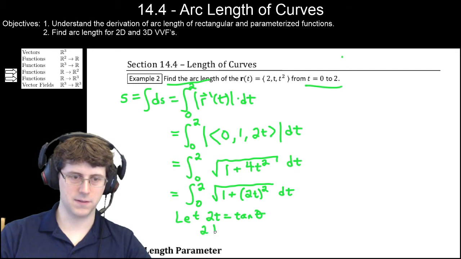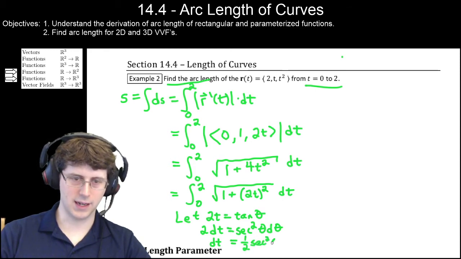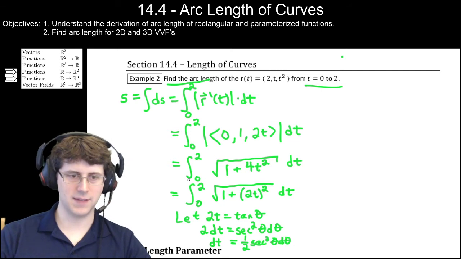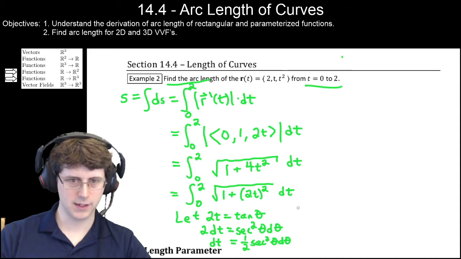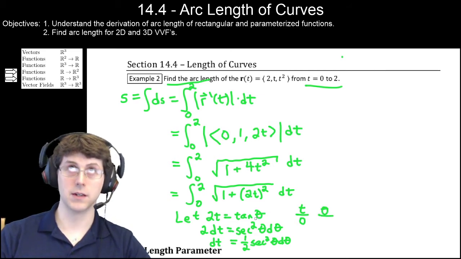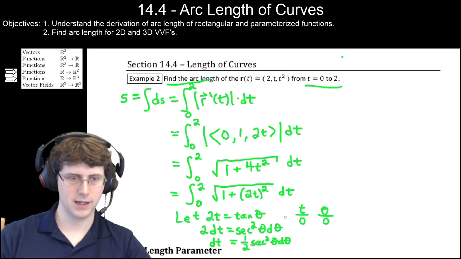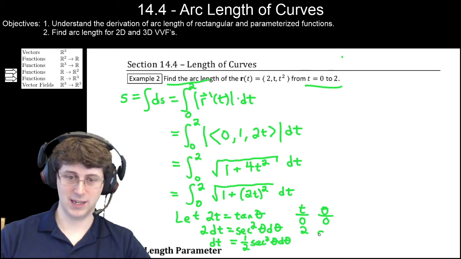Then I can take the derivative. 2 dt is secant squared theta d theta. I don't have a 2 dt, so I'll solve for dt. It's half secant squared theta d theta. Further, I've got some t bounds, so let's turn them into theta bounds. If t is 0, then tangent theta equals 0. Tangent theta equals 0 when theta is 0. If t is 2, then tangent theta equals 4. So theta is arctan of 4.